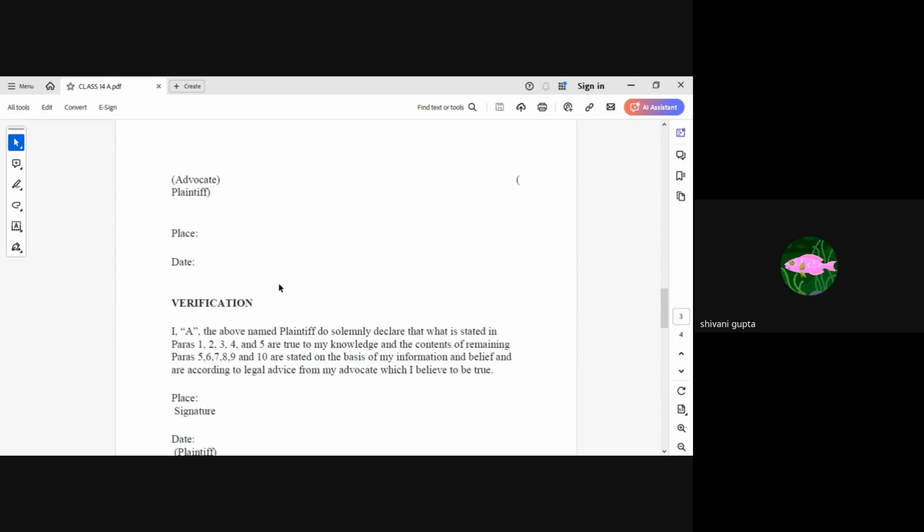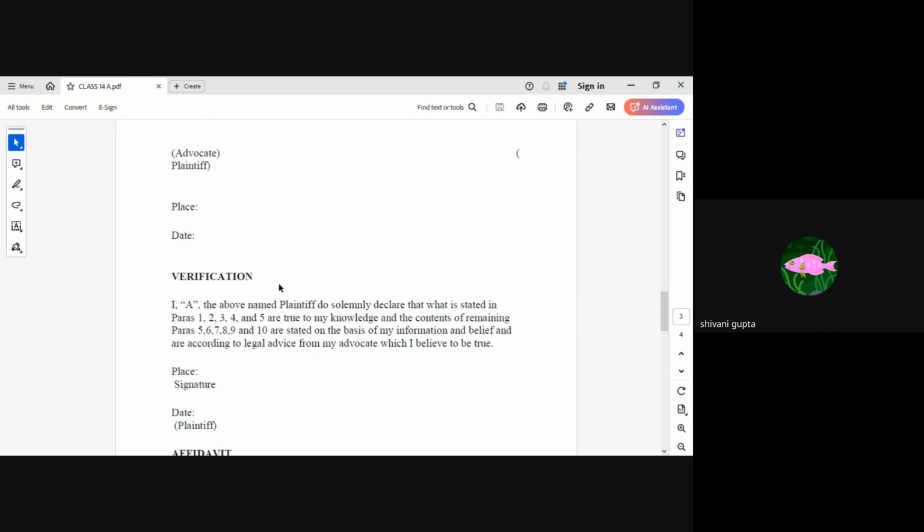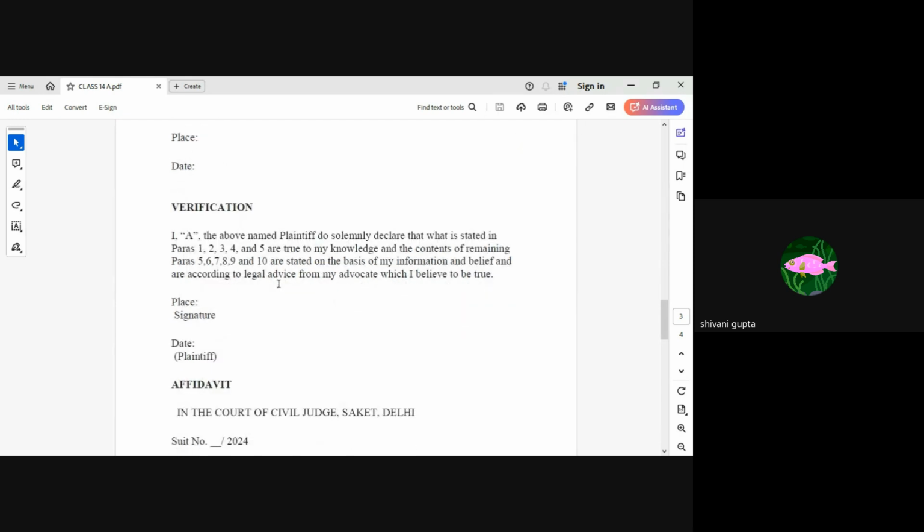Now comes the important term, that is the verification. Verification means that you have to declare that I, person A, the plaintiff, solemnly declare that what is stated in the paragraph numbers, the knowledge and contents, are on the basis of information and belief according to the legal advice from my advocate, which I believe to be true. This is the verification you have to give, along with the signature of the advocate and the plaintiff's signature, along with the place and date.